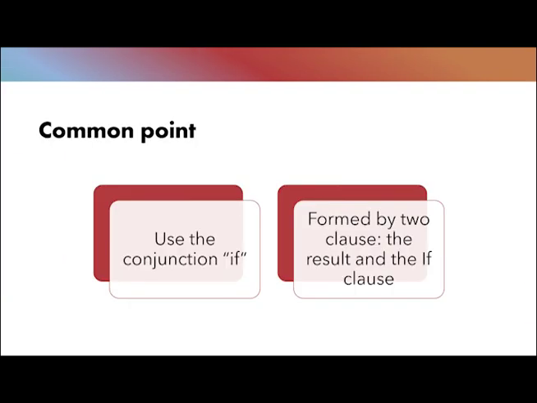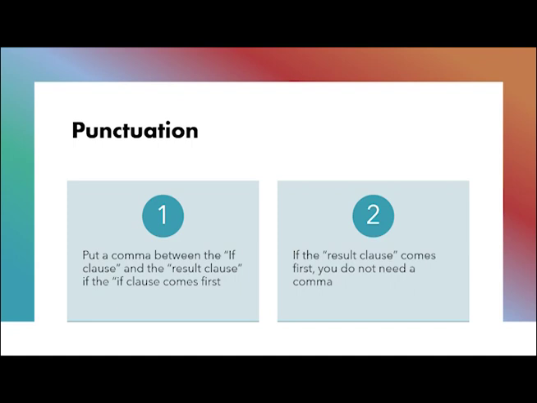There's a common point with all four types of conditional sentences: they all use the conjunction if and are formed of two parts that are separated by a comma. The part starting with if is the if clause, and the other one is the result clause. The result clause is what happens if the condition of the if clause is met. When the condition is met, there is no other possible outcome. For punctuation, there's always a comma between the if clause and the result clause when the if clause comes first. But when the result clause comes first, no comma is needed.